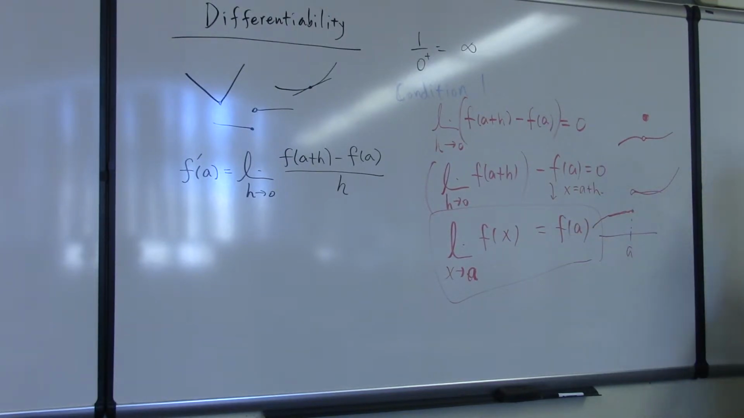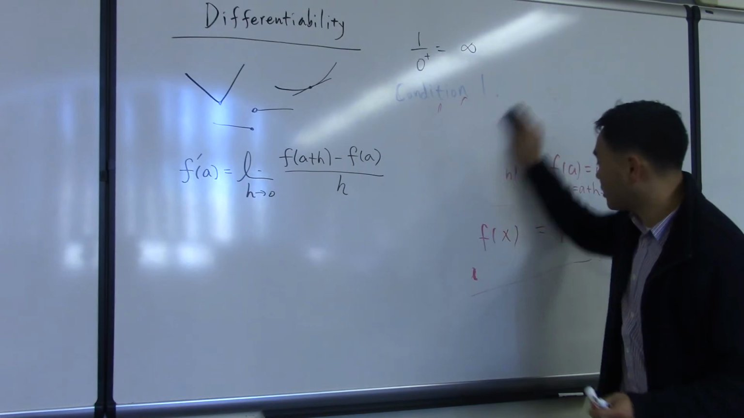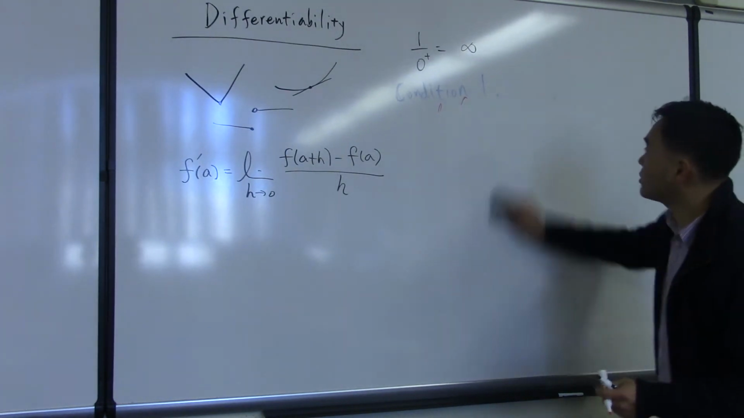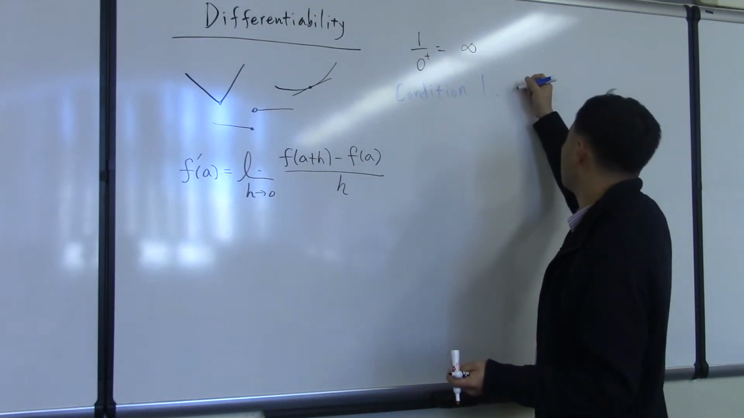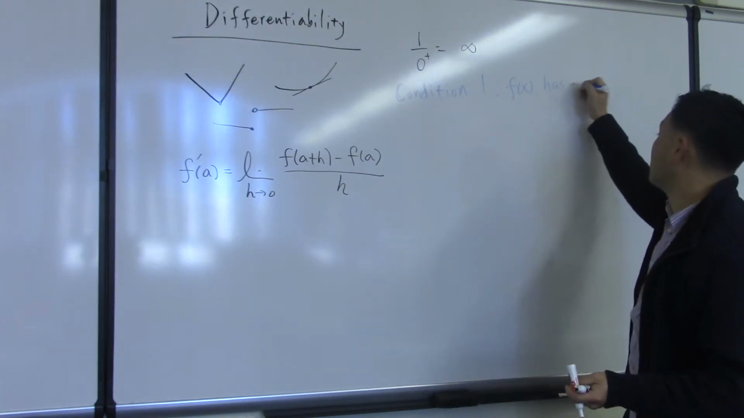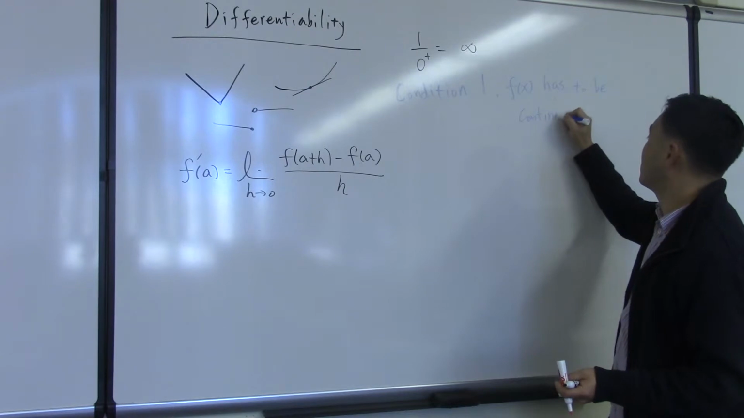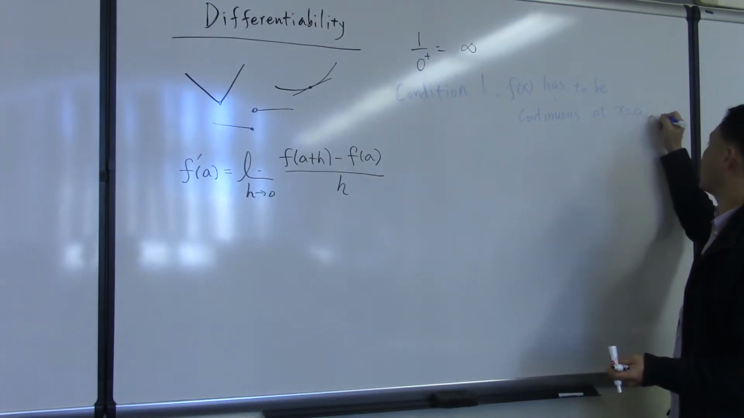So you can rewrite the very first condition as follows. We can erase all the arguments I wrote here and write down one condition that should hold first: f of x has to be continuous at x equal to a.